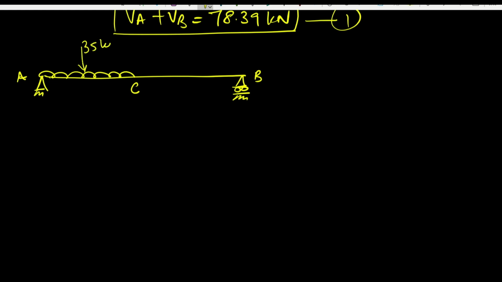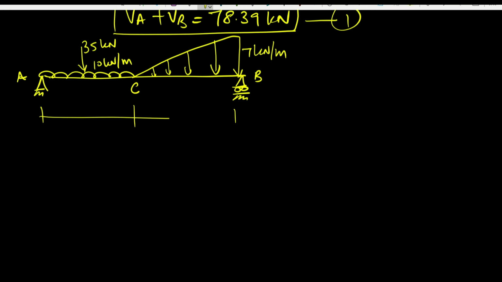Both are acting together, and the intensity of UDL is 10 kilonewton per meter. Then portion CB is subjected to a triangular load, a uniformly varying load. Its maximum intensity is 7 kilonewton per meter, and the spans are 5 meter and 7 meter.